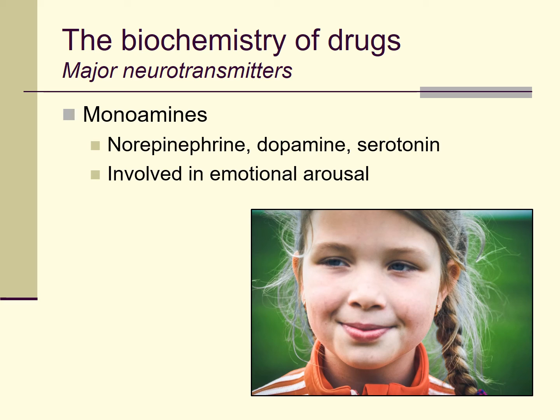Another major neurotransmitter, actually a group of major neurotransmitters, are the monoamines. These are probably familiar to you, again, if you've taken a good biology or psychology class. Neurotransmitters like norepinephrine, dopamine, and serotonin. These neurotransmitters do different things in different places, but generally speaking, or at least often, they have to do with various aspects of emotion and emotional arousal.